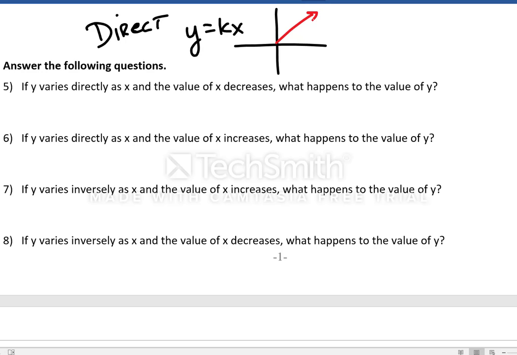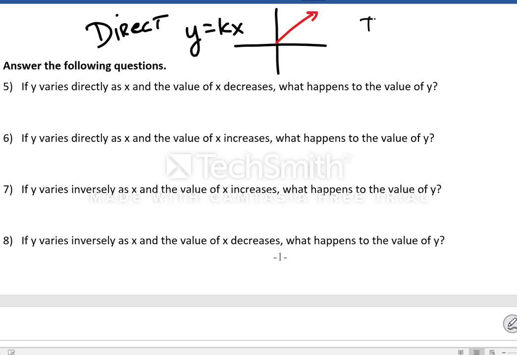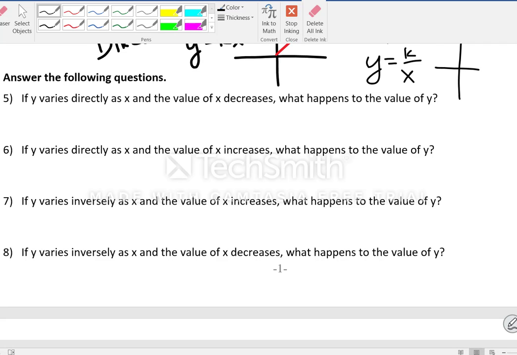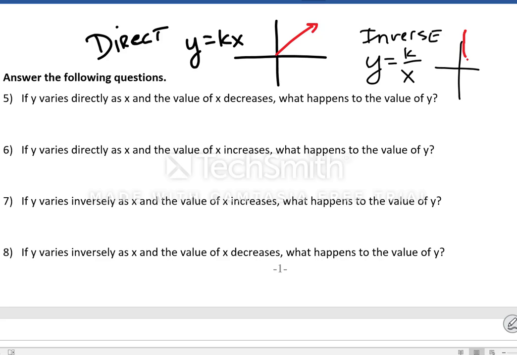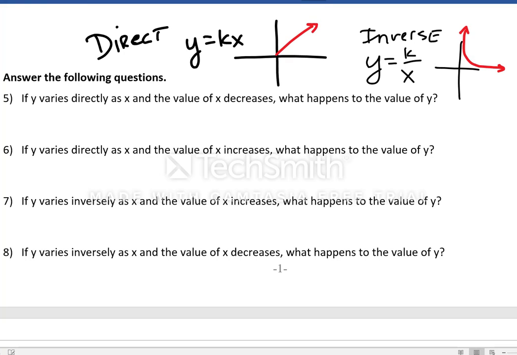Then we said that an inverse variation equation was y is equal to k over x, and then that graph actually looks like this. Okay, it looks like that. So what happens is I'm going to look at these two graphs and try to identify what happens to the value of y.